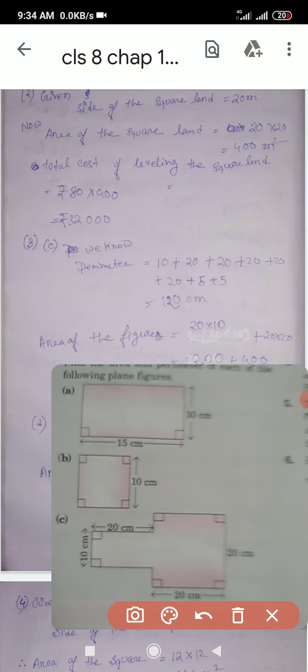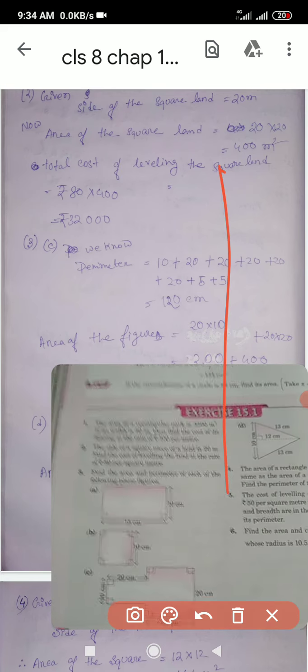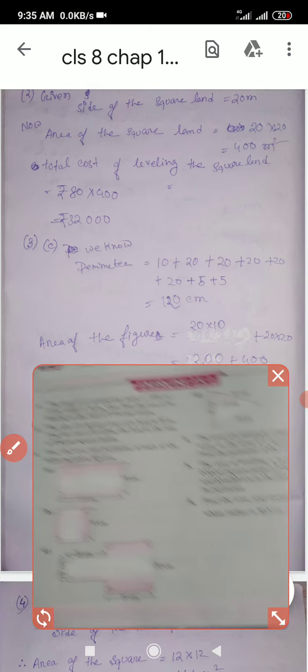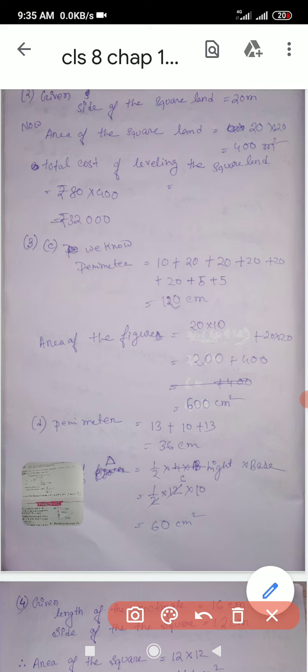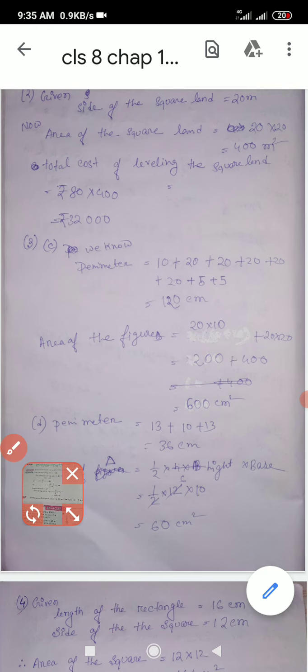Okay, so the perimeter, let us see the solution. See, the perimeter is given as 10 plus 20 plus 20 plus 20 plus 20 plus 20 and 5 plus 5, which gives us 120 cm. And the area of the figure, let us see.